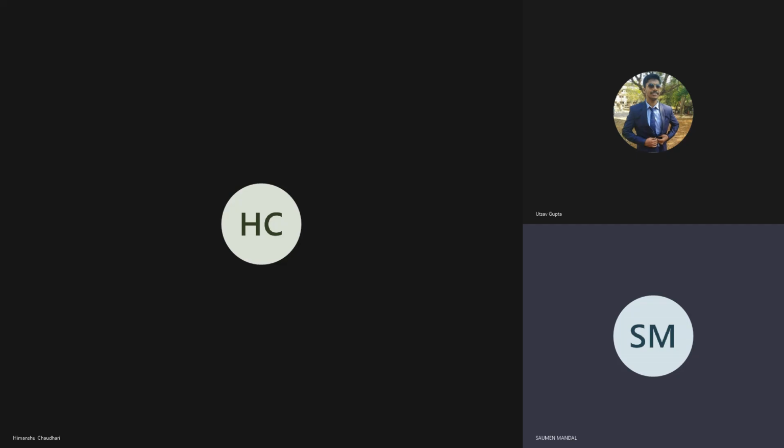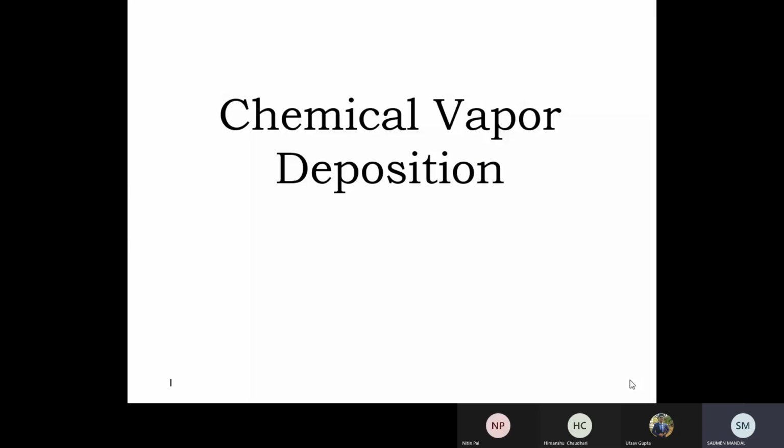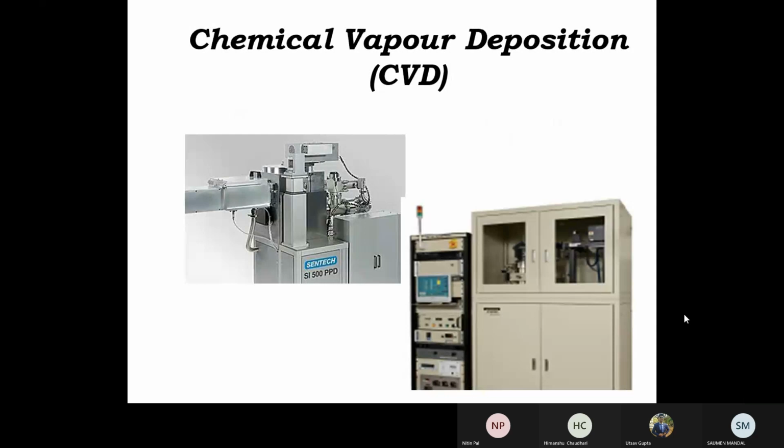By this chemical vapor deposition. That's why sputtering has a lot of metallurgical importance and applications. So this is a chemical vapor deposition apparatus, how it looks. But this will not give you the inner picture.